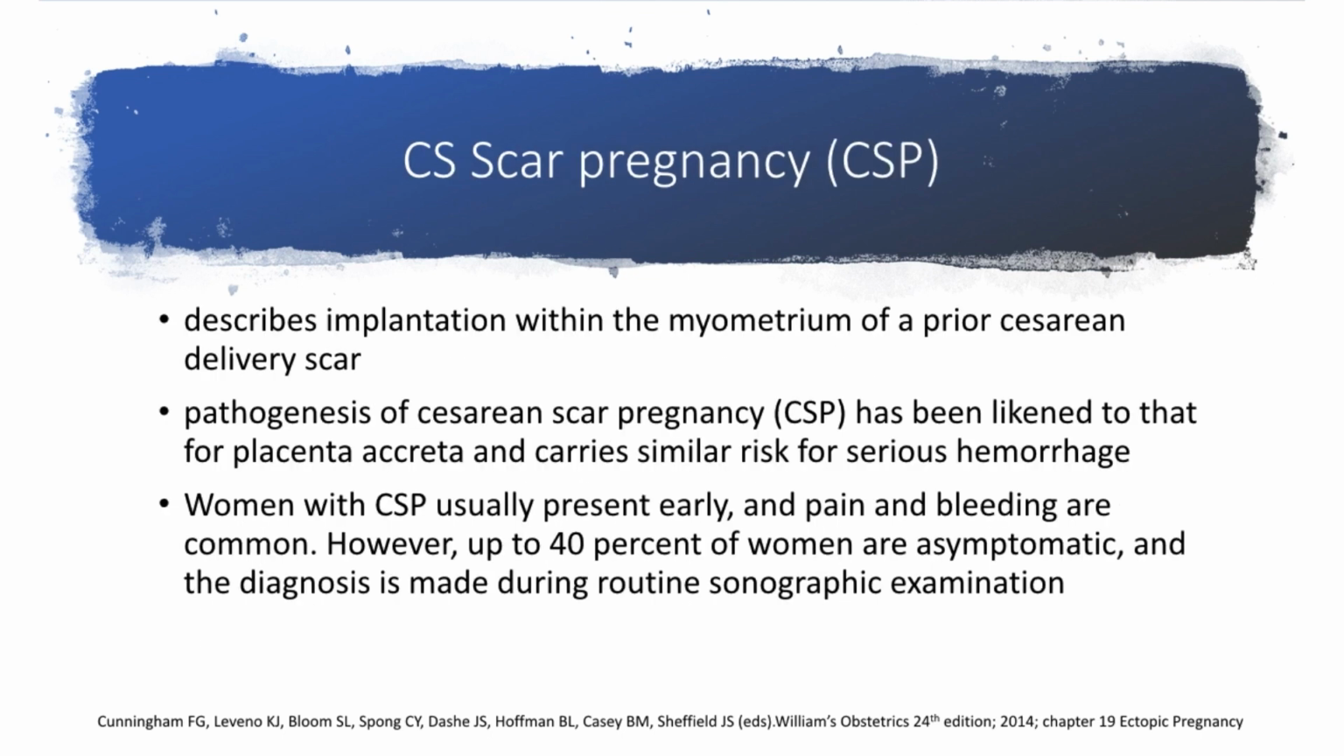Next is CS-scar pregnancy or a CSP, and this describes implantation within the myometrium of a prior cesarean delivery scar. The pathogenesis for CSP has been likened to that for placenta accreta and carries similar risk for serious hemorrhage. And women with CSP usually present early and pain and bleeding are common. However, up to 40% of women are asymptomatic and the diagnosis is made during routine sonographic examination.